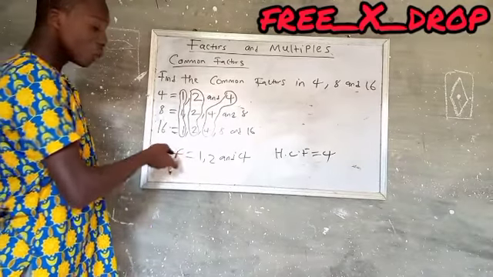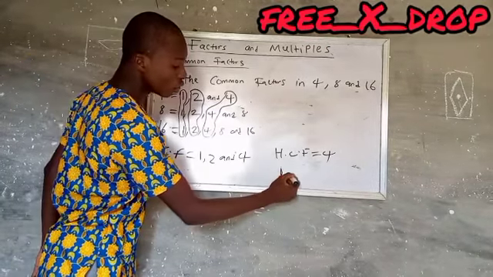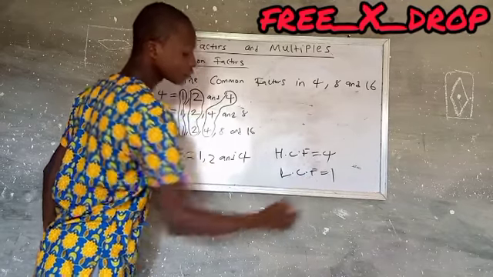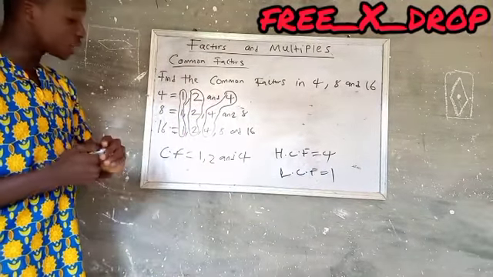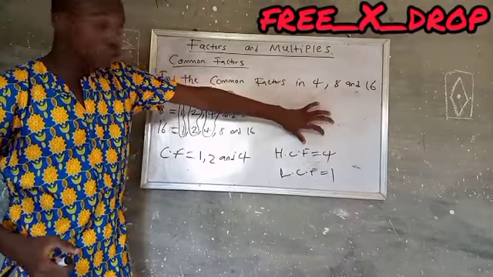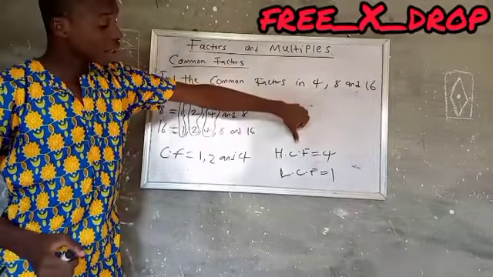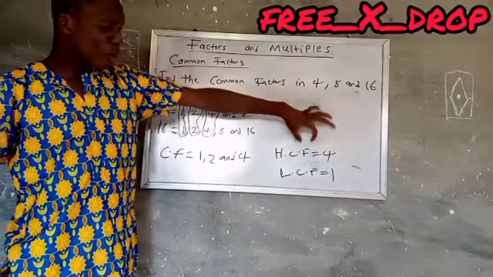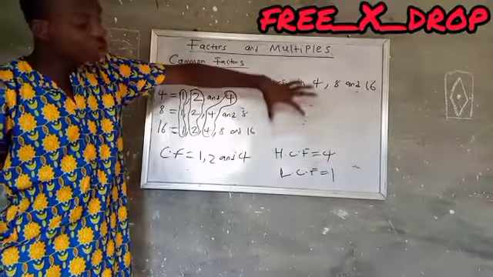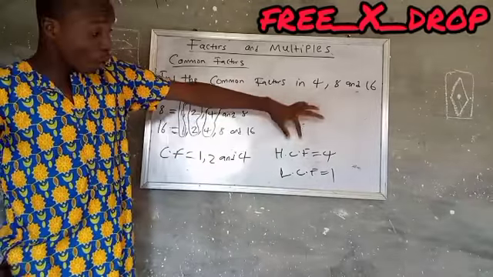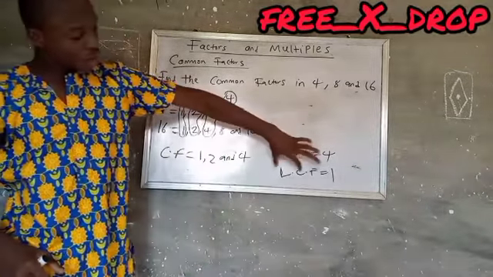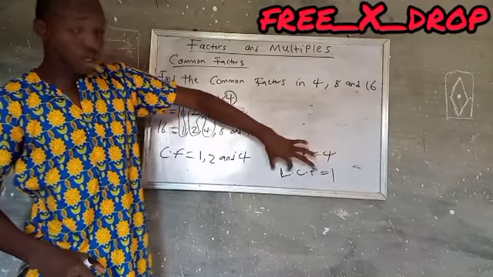And what if they ask you for your lowest common factor? Your lowest common factor is simply 1. That is a simple thing. First of all, you can find factors. I showed you how to find factors. Then second of all, you can find common factors. After you find common factors, the highest common factor: out of all the common factors, which one is the highest? And the lowest: out of all the common factors, which one is the lowest?